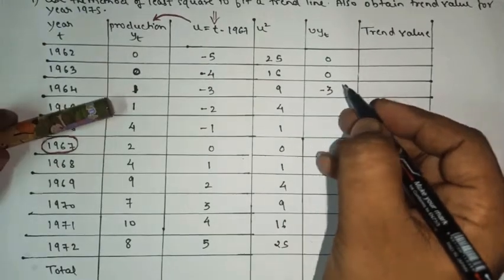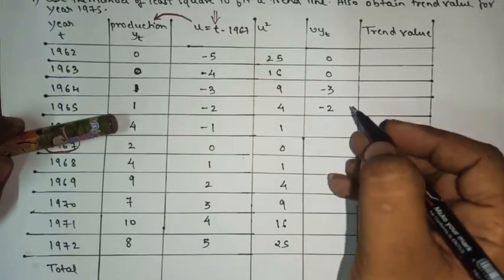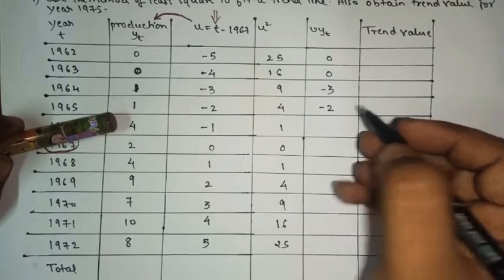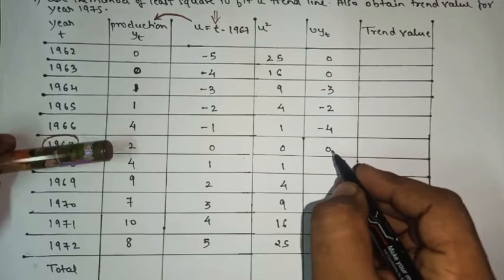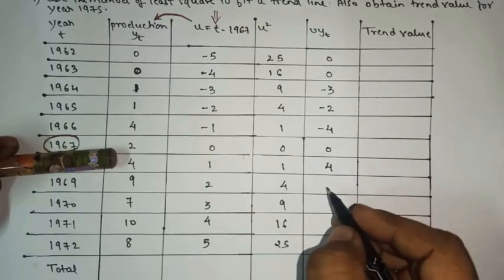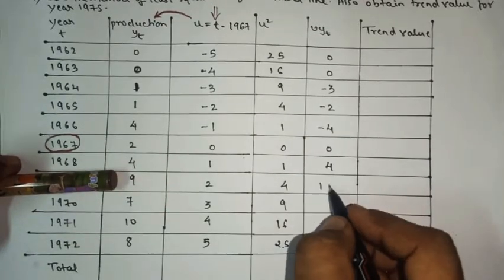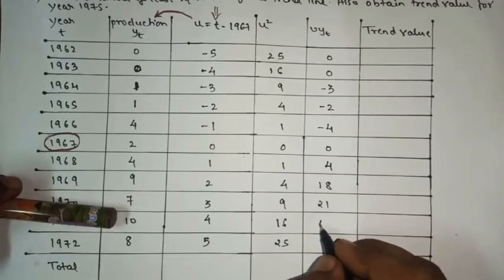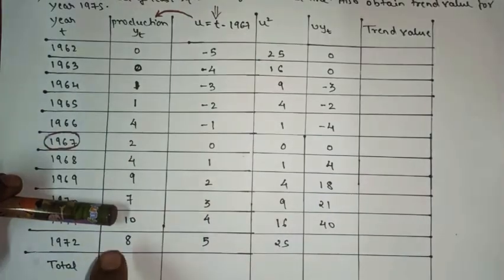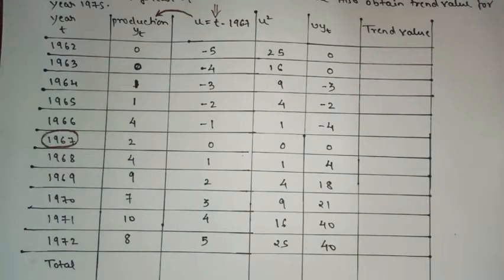Yes or no? So the next will be what? Minus 2. Next, minus 4. 2 zeros are 0. 4. Yes or no? This will be what? 18. 21. 10 fours are 40. Between these two, okay, 8 5 it is what? 40. So here we got u yt also.